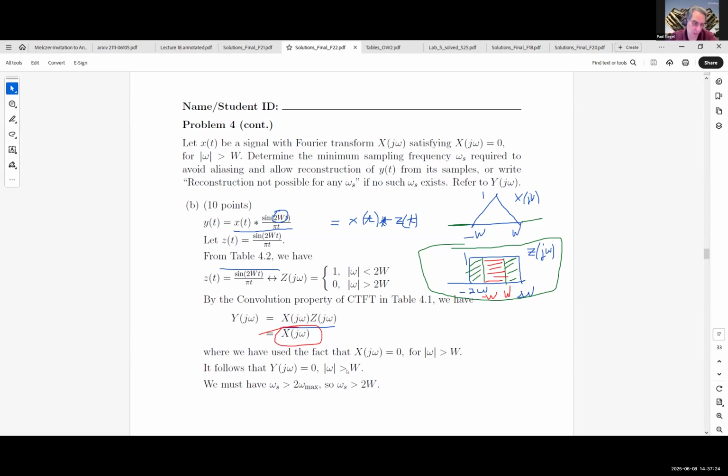So that means that the resulting signal, Y of t, has a Y of j omega that looks just like X of j omega, which means that the maximum frequency is, again, W. It's 0 outside of minus W to W. So again, the Nyquist criterion says we have to double that at least. So we conclude that we can reconstruct it if we sample at a frequency that's at least 2 times W. And I think that was it for that problem.